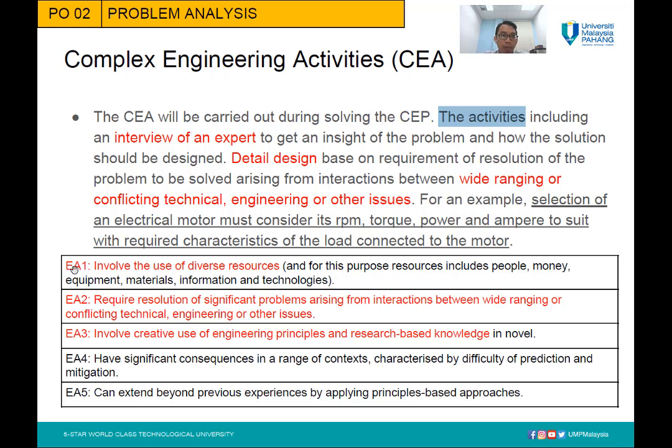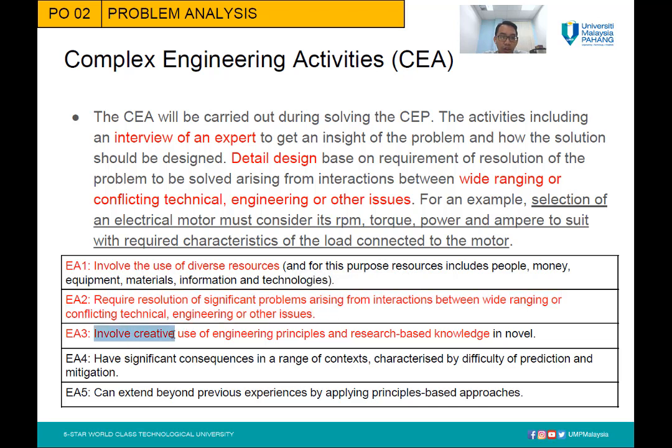EA stands for engineering activities. It involves the use of diverse resources. EA2 requires resolution of significant problems arising from interaction between wide-ranging and conflicting technical issues.